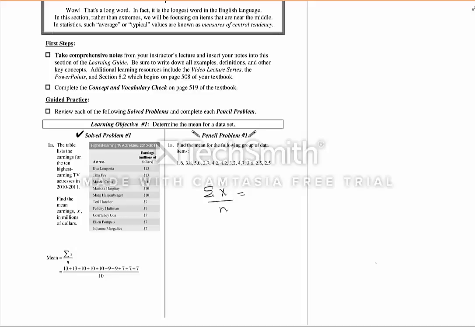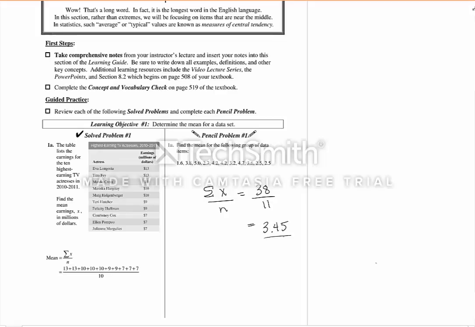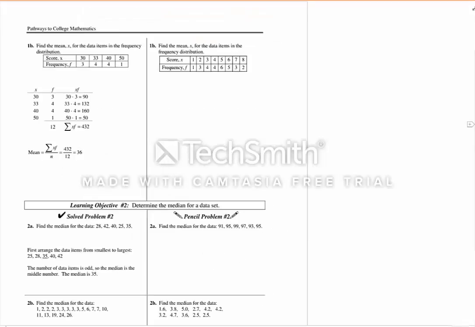So if we add all of these numbers together, you should get 38. The number of them, if I count them, are 11. So 38 divided by 11 would be 3.45. We're going to round it to the nearest hundredths place. And in my math lab, it'll tell you where to round your answers. We're not going to do any problems like 1B, so move on to 2A.